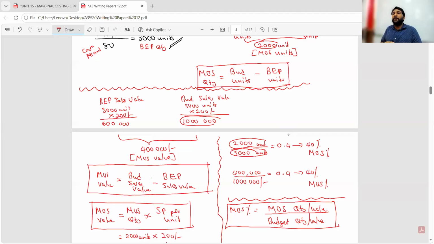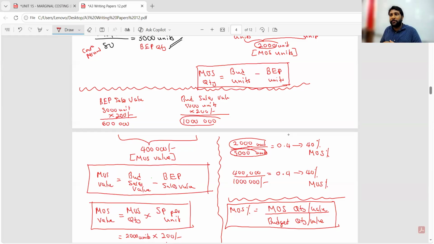Then target profit quantity, tell me. Total fixed cost plus the target profit divided by the contribution per unit. Multiply it by the selling price per unit, you will get the target profit sales value. Okay. Then next we move to the margin of safety. Margin of safety means what, people? It is the gap between budget and the break even. If it is in quantity, margin of safety quantity. If it is in sales value, the difference between budgeted sales value and break even sales value, margin of safety value.